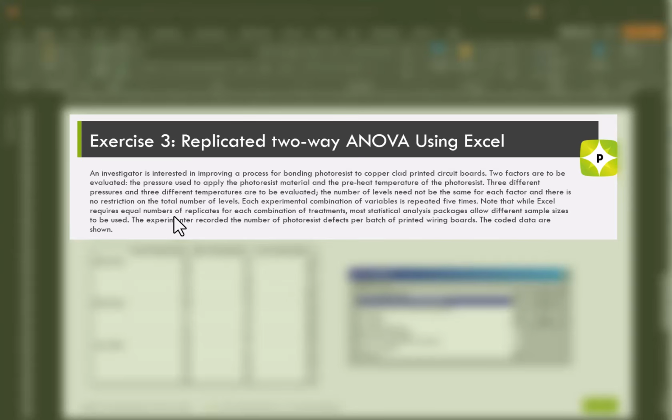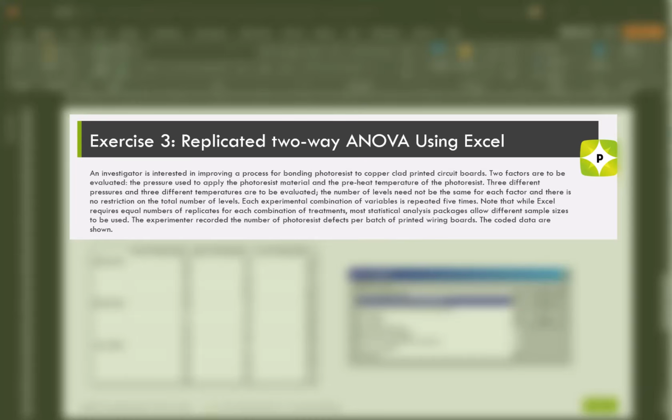For exercise 3, an investigator is interested in improving a process for bonding photoresist to copper-clad printed circuit boards. Two factors are to be evaluated: the pressure used to apply the photoresist material and the preheat temperature of the photoresist.